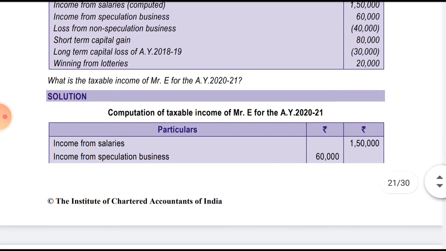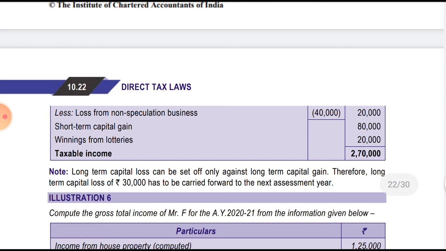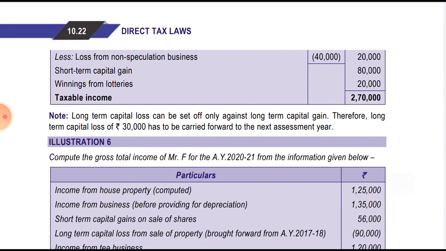Then capital gain of 80,000 will be taxable. Winnings of 20,000 will be taxable, and the long term loss will be carried forward. Note for the long term capital gain, that long term capital loss can only be set off against the long term capital gain. Therefore the long term capital loss of 30,000 rupees is to be carried forward to the next assessment year.